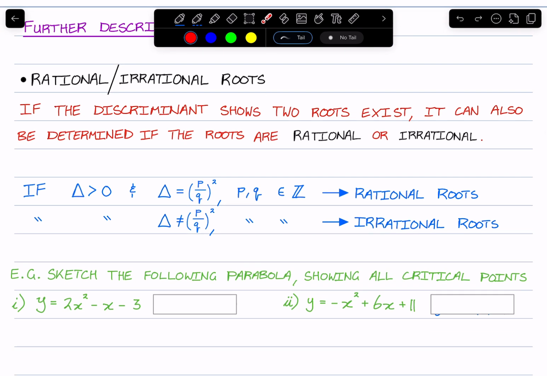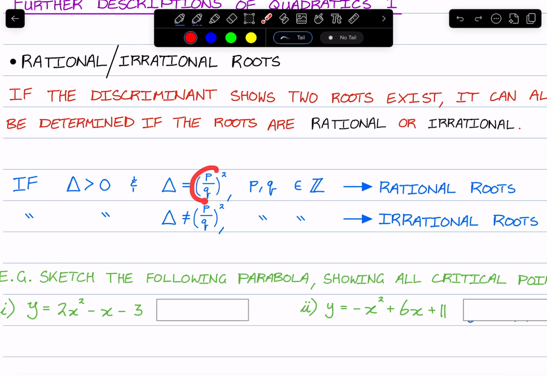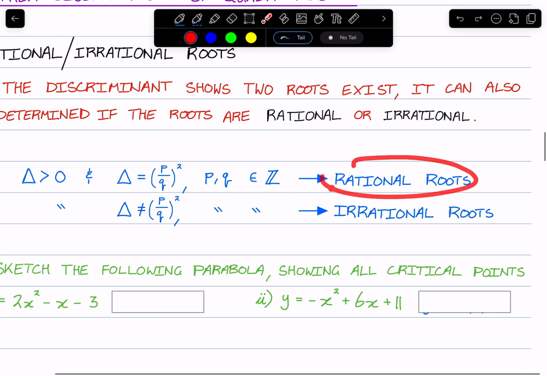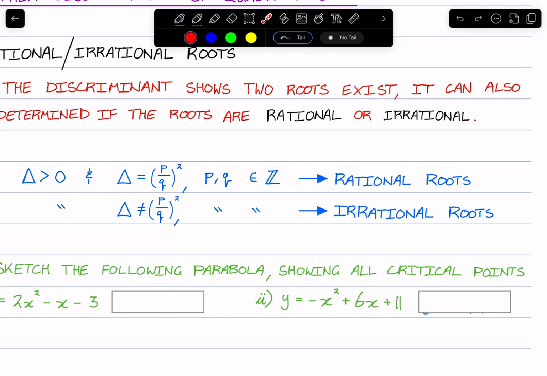The extra detail we should pay attention to now is if the discriminant delta is equal to this form, p on q all squared, where p and q are some integers. And if it is some form of p on q all squared, it will be a rational root or rational roots. And if it isn't, we will get irrational roots.